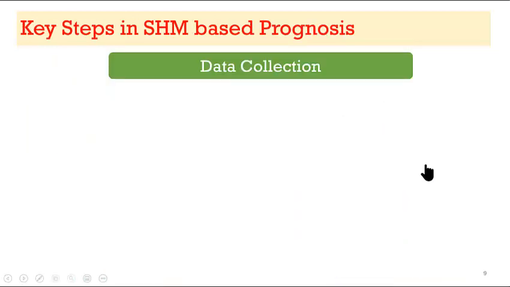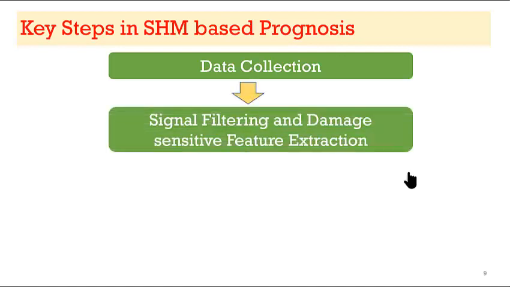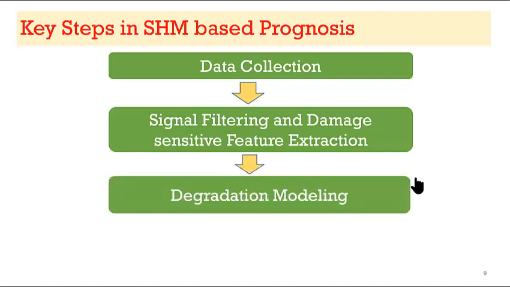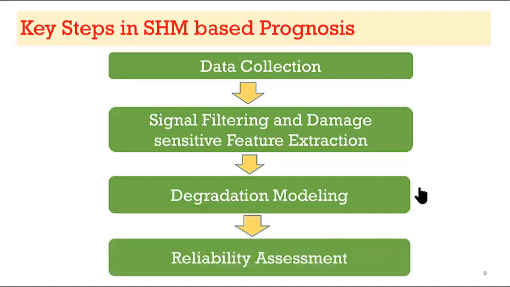So now we can summarize the key steps in SHM based degradation modeling. The first step is data collection, that is done using the sensors. Once I have the data, I have to pre-process the data, that is I have to do some kind of signal filtering, and then I have to extract a damage sensitive feature, and once I have this damage sensitive feature, I have to model the corresponding degradation and I can then assess the reliability of the system. So these are the major steps that are followed in any SHM based degradation modeling.